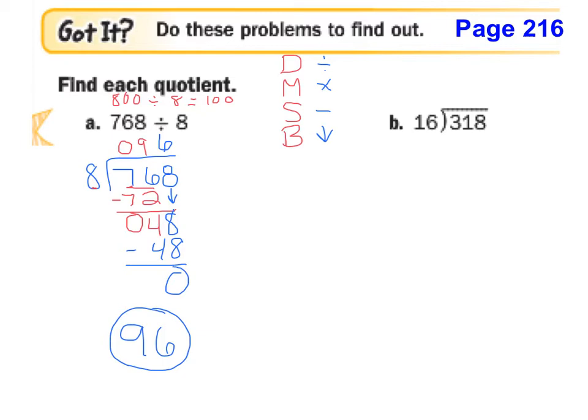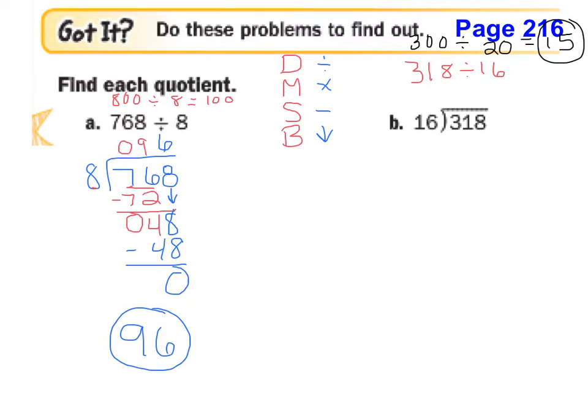Let's go ahead and do B together as well. So I would say with our number sentence, 318 divided by 16. Rounding those off, I would say this is about 20. And I would say 318 is about 300. So 20 goes into 100 5 times, so this is 3 groups of 5. So our answer should be around 15.